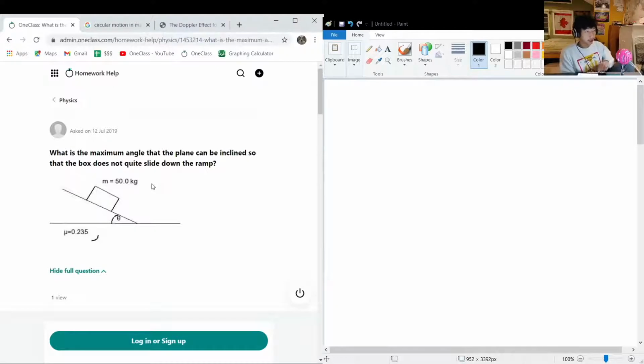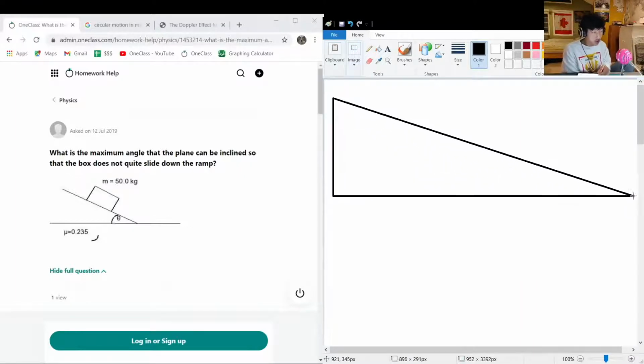Okay, so the next question that we got on the menu today is asking us, what is the maximum angle that this ramp is going to be allowed to be inclined so that the box does not slide down the ramp? Because if the box slides down the ramp, they won't catch you slipping, and that's not great. So you don't want to be caught slipping. So what's the maximum angle that we can have? Let's actually draw our own diagram on this, because I can't draw on the OneClass image. But let's get it started here.